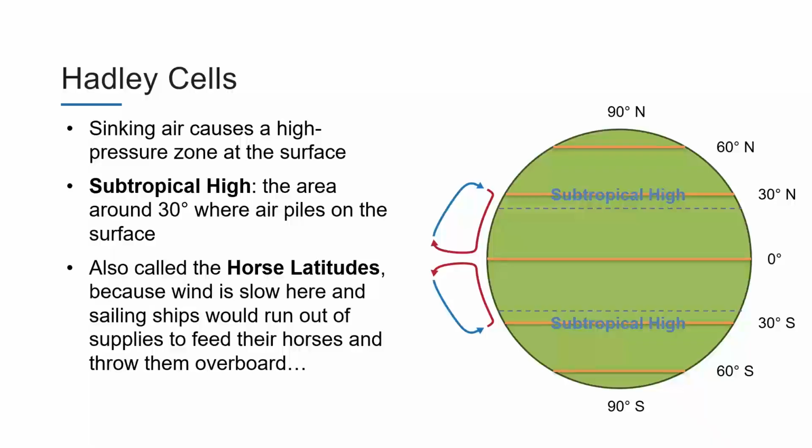This band is also called the horse latitudes. The wind is pretty slow here, and supposedly when ships were still powered by sails and wind, they could run out of supplies to feed their horses on long journeys, and so they would end up throwing the horses overboard. But to be honest, I don't know if this is just a geography myth or not, but this is what I was taught, and it's what geographers continue to teach. It seems kind of suspect, but at least it's memorable, right?